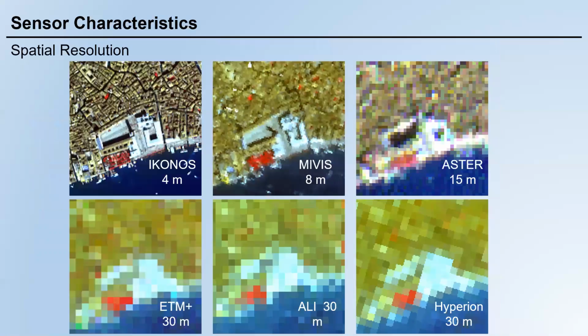Okay. And another example for different spatial resolutions. Again, it's the same area from different sensors. IKONOS is a sensor with 4-meter spatial resolution, and then 8 meters, then 15 meters. You can see the difference here.